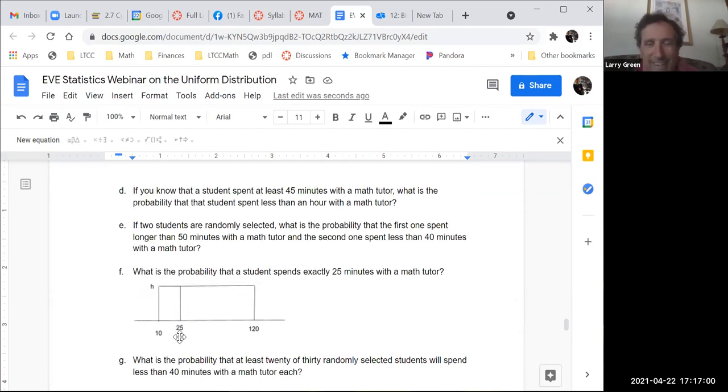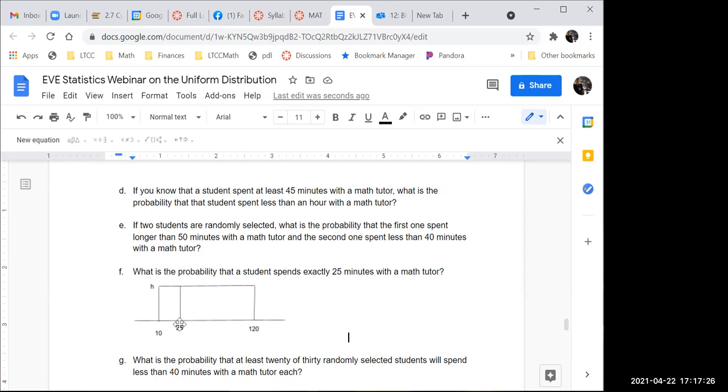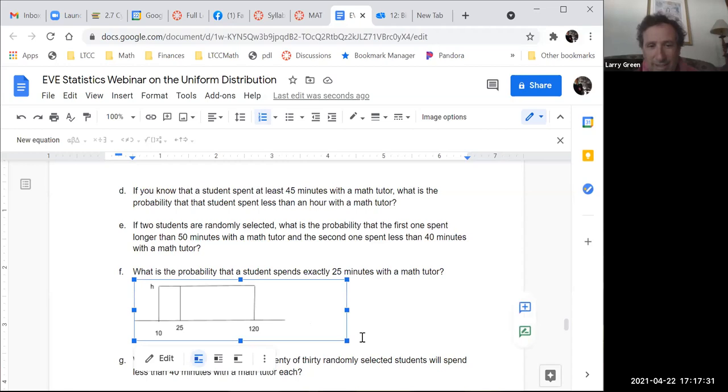Yeah, exactly 25. What's the probability of being exactly 25? How wide is this line here that I've drawn? Exactly 25 means you can't go farther left or farther right than this line. What's the area of a line segment? Not length, but area. Not 1 over 110? 0. What'd you say? 0. So the answer is 0.